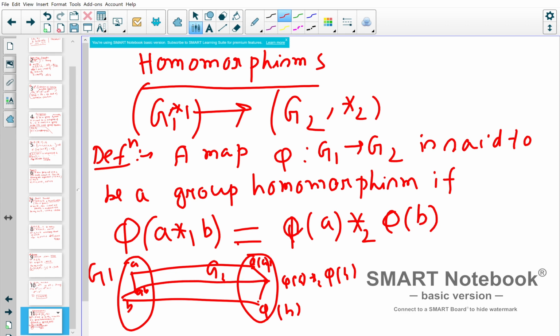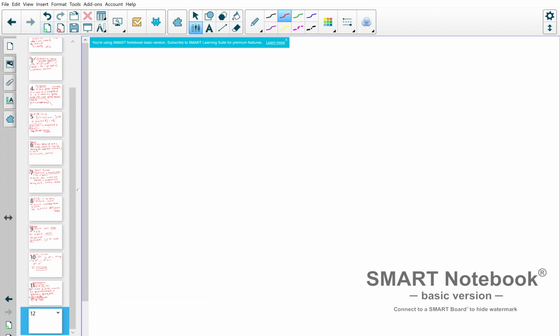Okay, so this map preserves the structures. If you first apply the operation and then apply the map, it is the same as first applying the map here and then doing the operation. Okay, so this is a very nice kind of map, and this is called a group homomorphism.